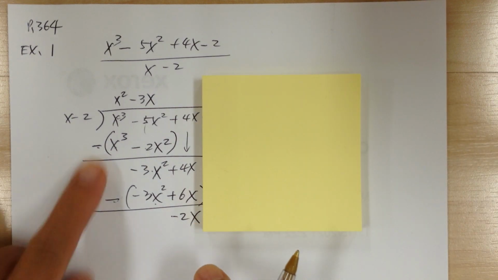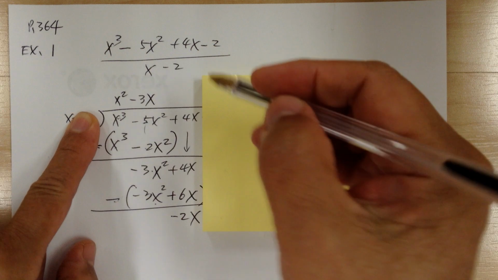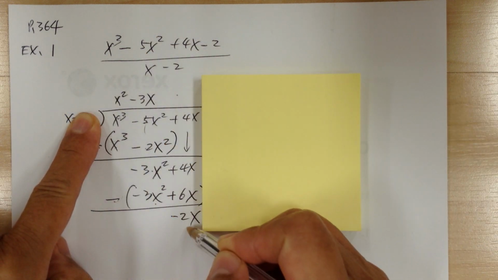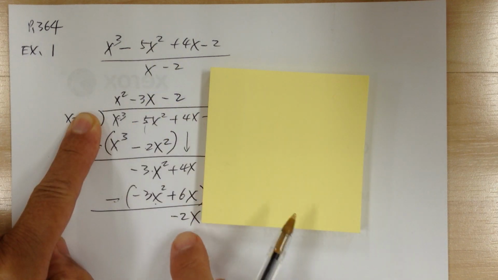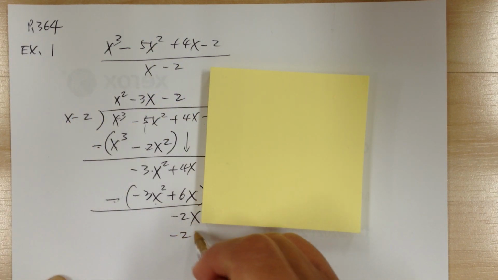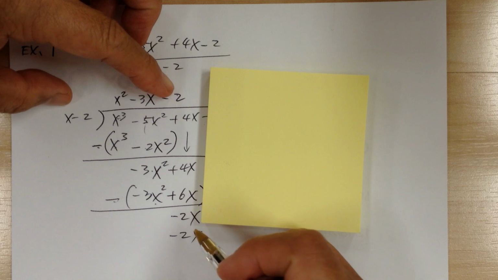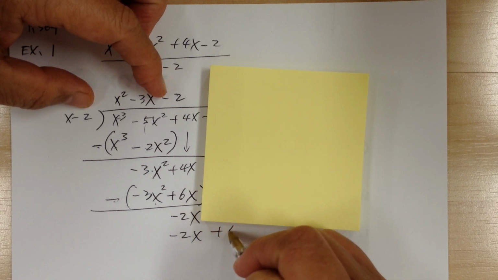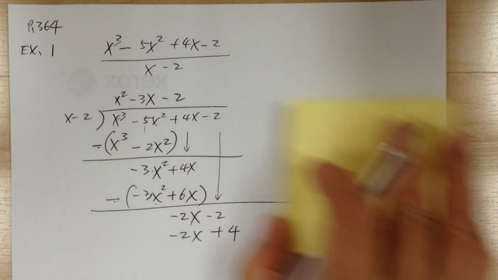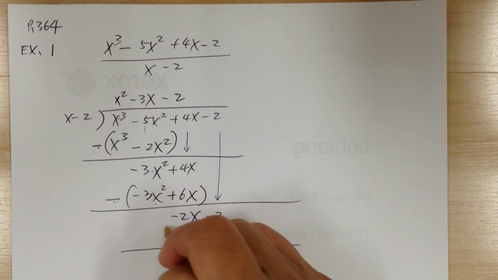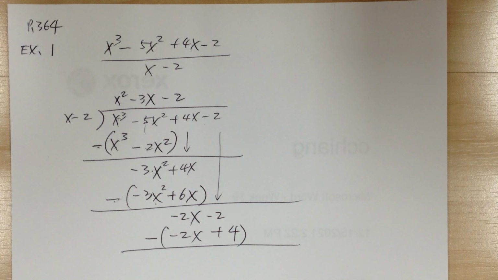Okay, again, just repeat the same thing over and over. Cover that up, cover this up, look at the first term. So x times what will give you negative 2x? The answer is negative 2, right? So negative 2 times x will give you negative 2x. So when you distribute, this will be negative 2x, and this becomes plus 4. Okay? So again, you multiply, and then you go ahead and draw the line, put parentheses, subtract.